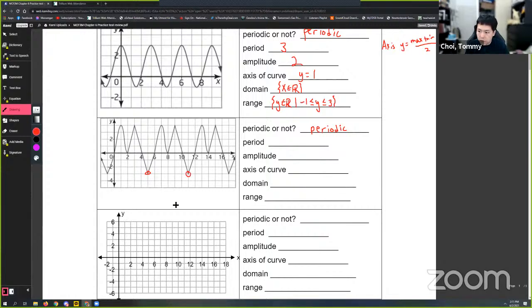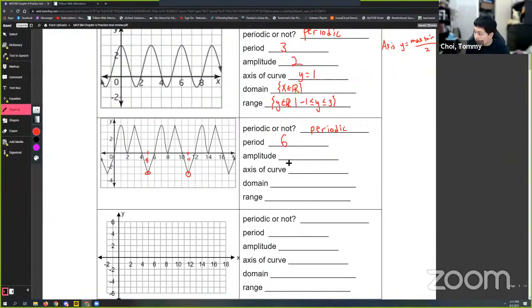and I see it again here. And so this was at 5, and we got all the way to 11. So what's the difference between the two? Well, from 5 to 11, it's going to be 6. So the period is 6.